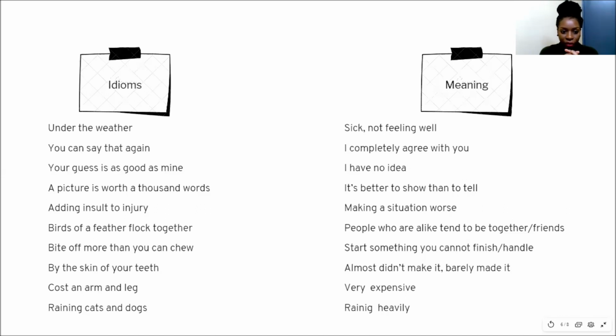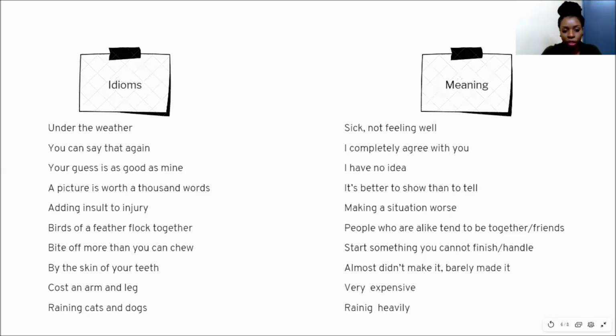Birds of a feather flock together is an expression that exists in French. In French we say qui s'assemble se ressemble. So it's to say that people who look alike or who have similar taste in things usually tend to be together, they tend to be friends, they tend to spend time together.